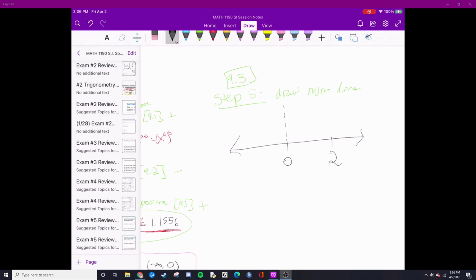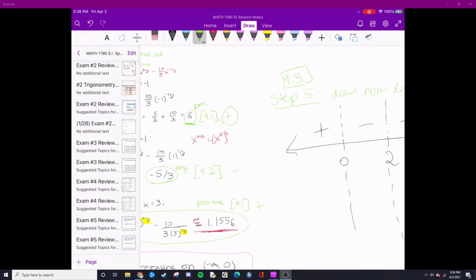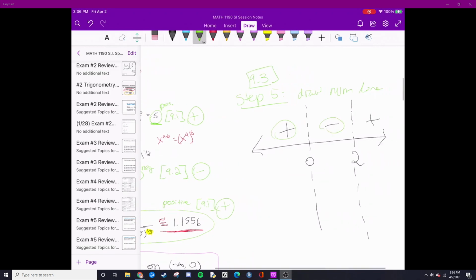I'm going to draw these dashes just so it's clear what section is for which. And then above it, I'm just going to say, okay, this side is positive, this side's negative, this side's positive. So it's exactly what we did over here, right? Positive, negative, positive. We see positive, negative, positive. And you can just write increasing. And this is decreasing, or negative, and this is increasing.